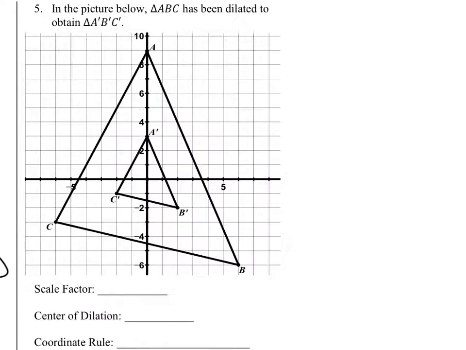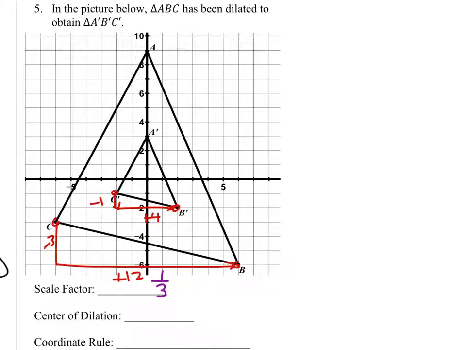Right here, they want the scale factor, the center of dilation, and also the coordinate rule. To find the scale factor, let's compare C prime B prime to CB. So CB would go down 3, and then to the right 12. C prime to B prime goes down 1, and then to the right 4. So we can see each of those values being cut in thirds. 12 divided by 3 is 4, -3 divided by 3 is -1.